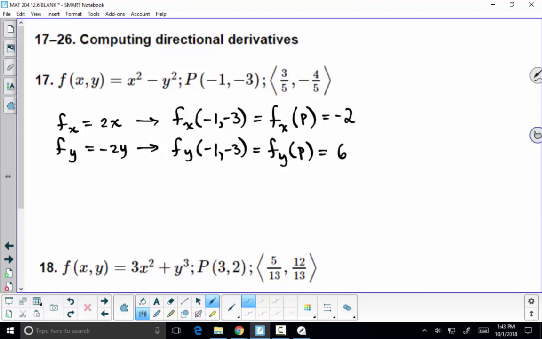They've given us our unit vector. Really, really important. That thing has to be a unit vector for this to work. Must be a unit vector. And now we can find the rate of change.